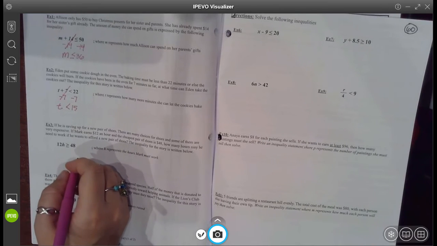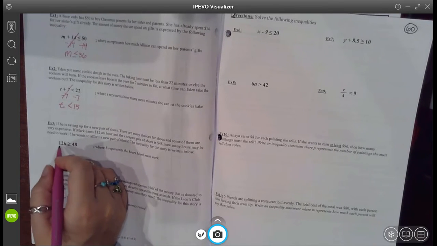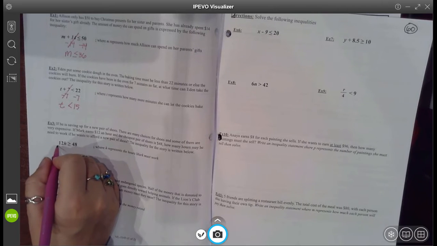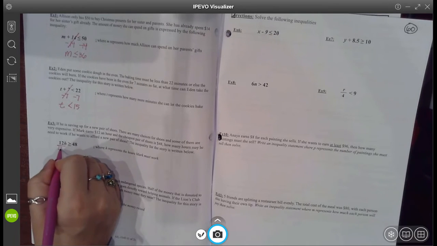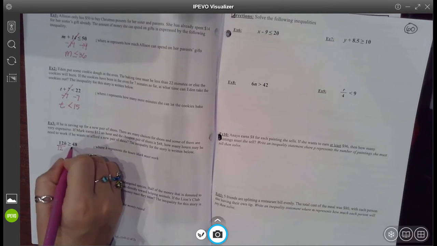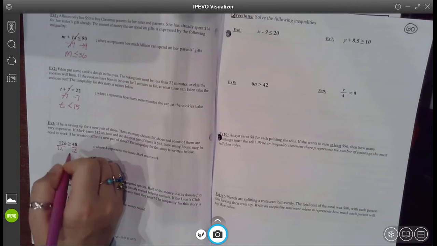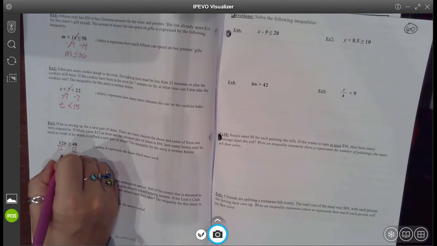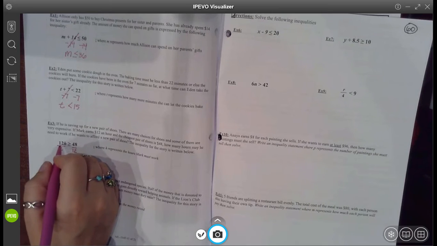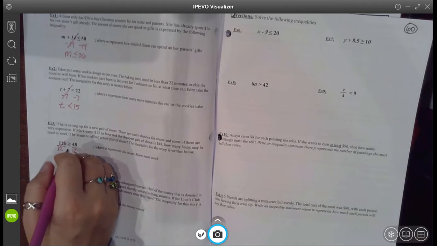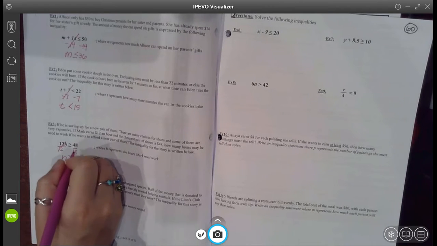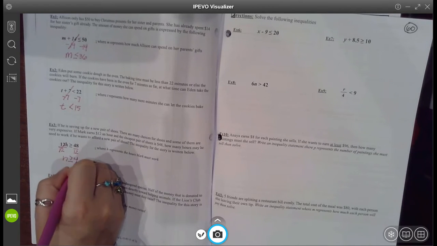Now that we set it up, you want to get the variable by itself. 12 and h are being multiplied. So the inverse of multiplying is to divide by 12. Whatever you do to one side, you do to the other. And the reason we did that is because we wanted to get h by itself. And 12 divided by 12 is 1. And 1 times h is just h. Okay, bring down your inequality. And 48 divided by 12 is 4.